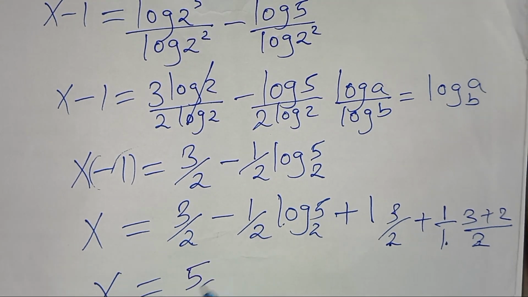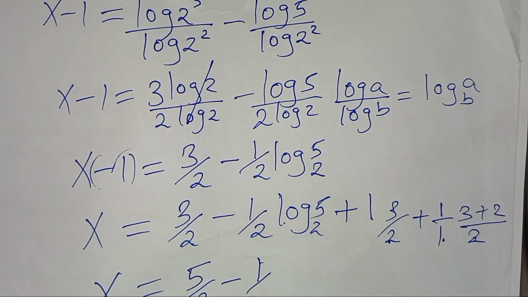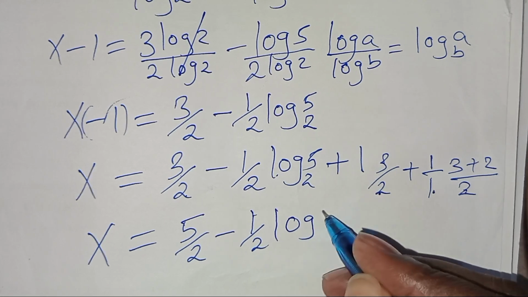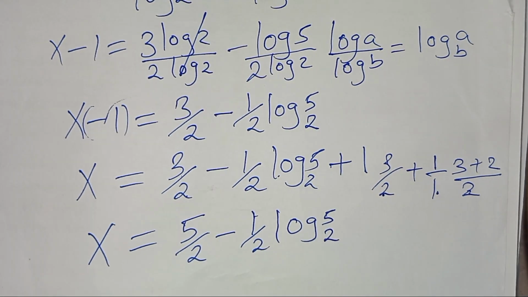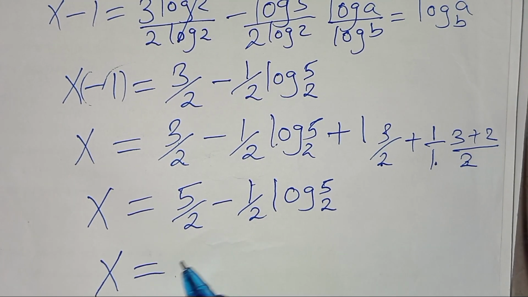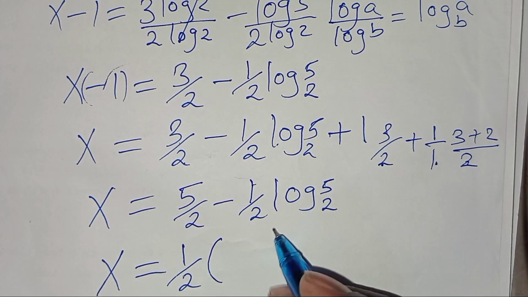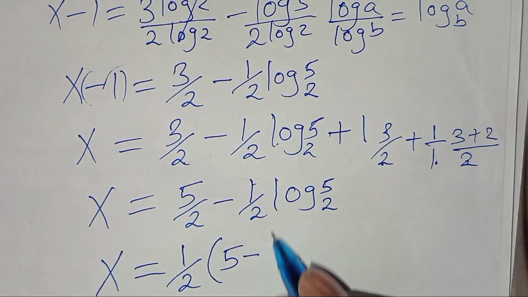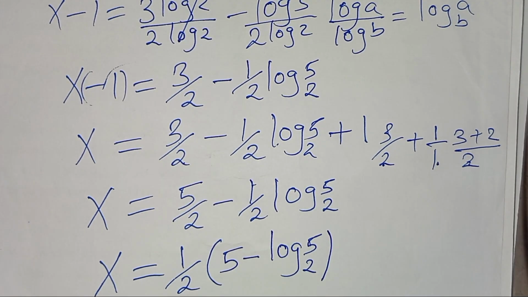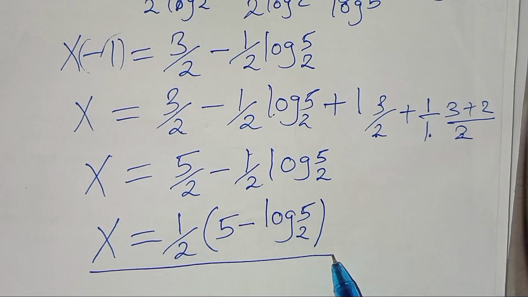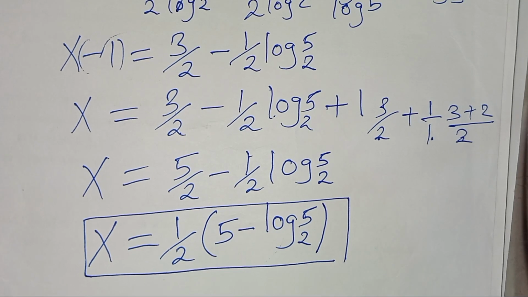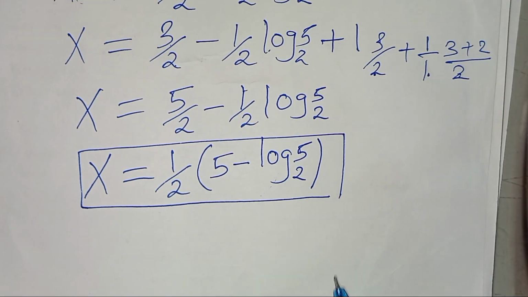So we'll have 5 divided by 2, subtract half log 5 to base 2. And now since a half is common, we can express x as half into the brackets: 5 subtract log 5 to base 2. And this is the value of x. Okay, so let's verify that this value of x actually satisfies the equation. Let's verify.